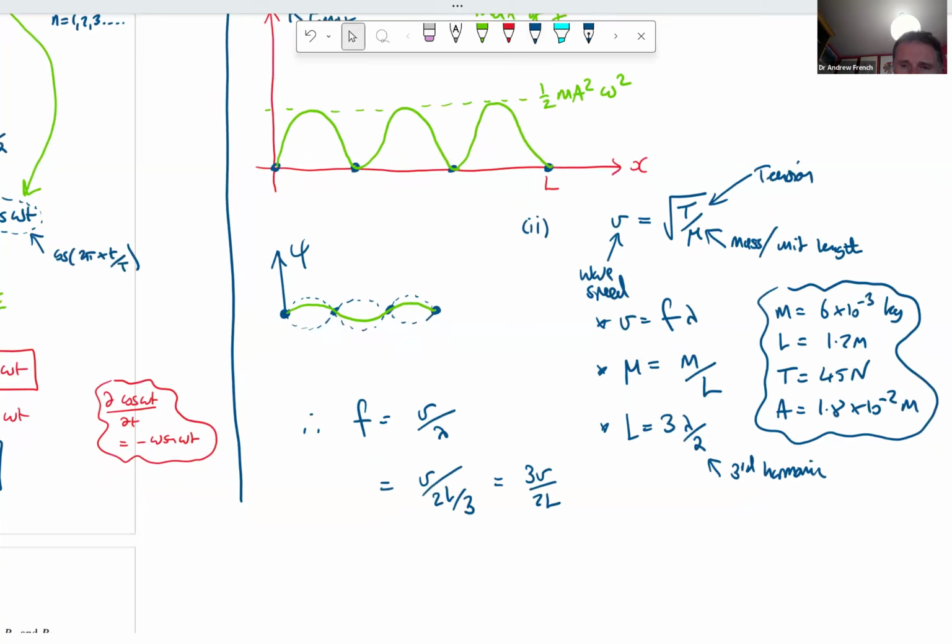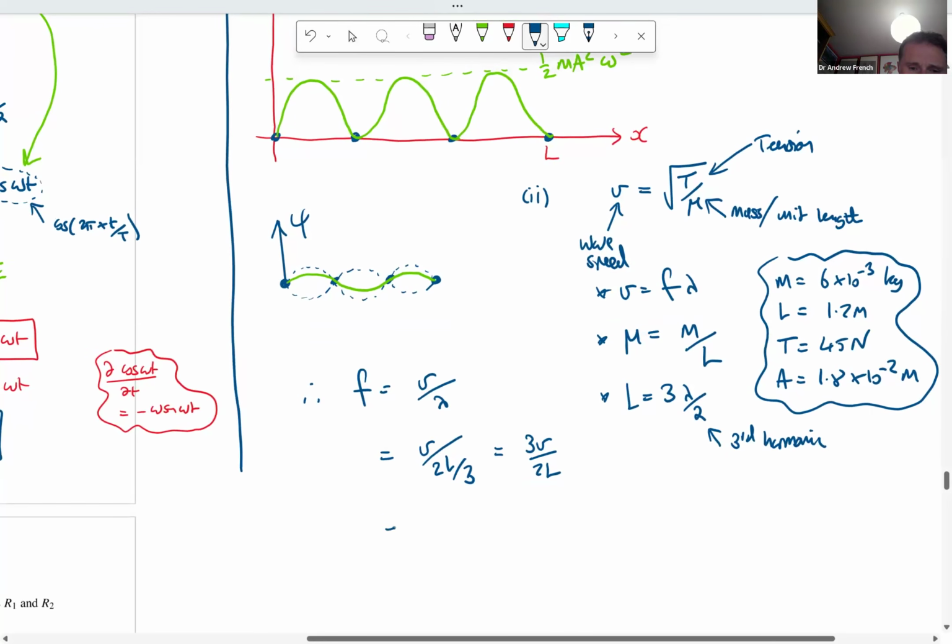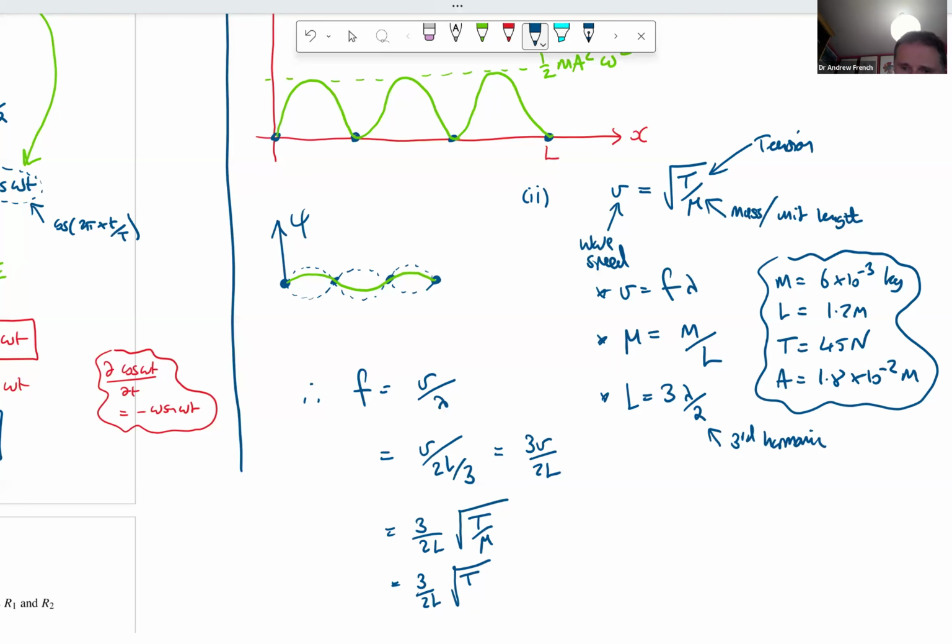All right, now let's substitute for V. That's going to be 3 over 2L, and that's going to be the square root of T over mu. And mu is M over L. So that's going to be 3 over 2L, square root tension, and then we've got the mass over the length. Nearly there.